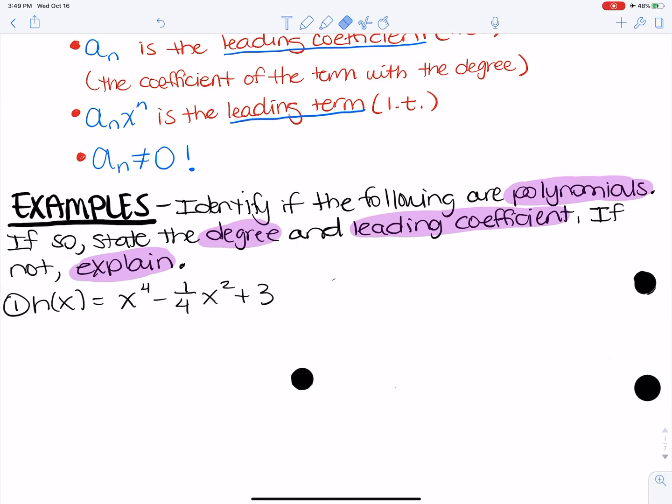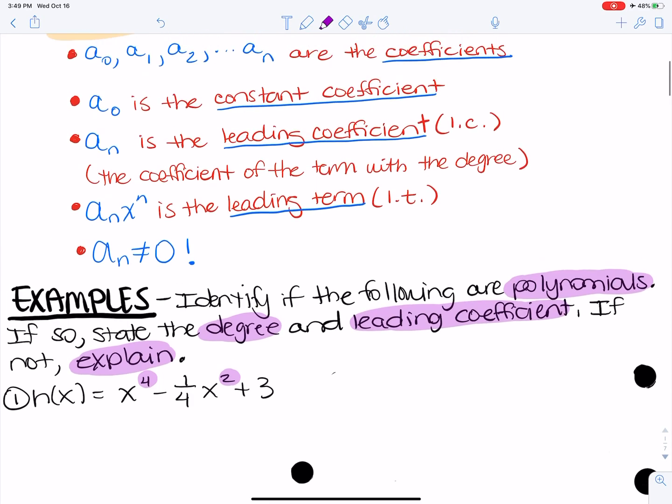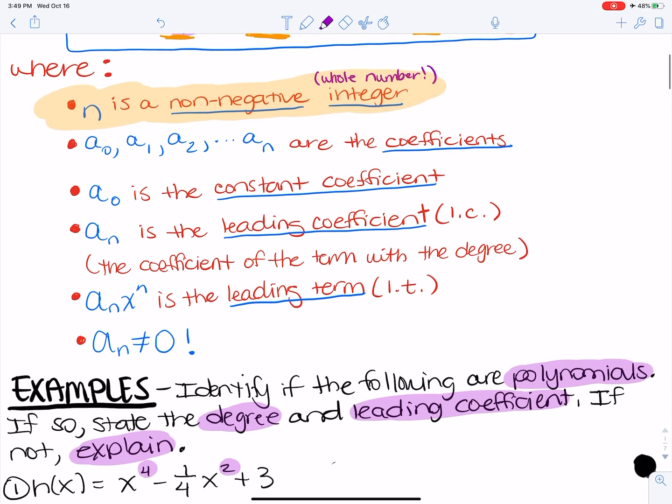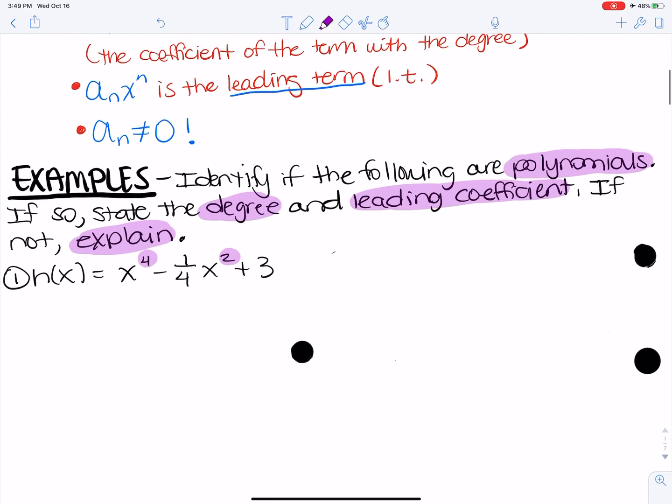Example: h of x equals x to the 4th minus 1/4 x squared plus 3. All right, so let's figure out if it's a polynomial. The exponent here is a 4. The exponent here is a 2. Let's see, are those exponents non-negative? Yes. Are those exponents integers? Yes. So guess what? Yes, this is a polynomial.